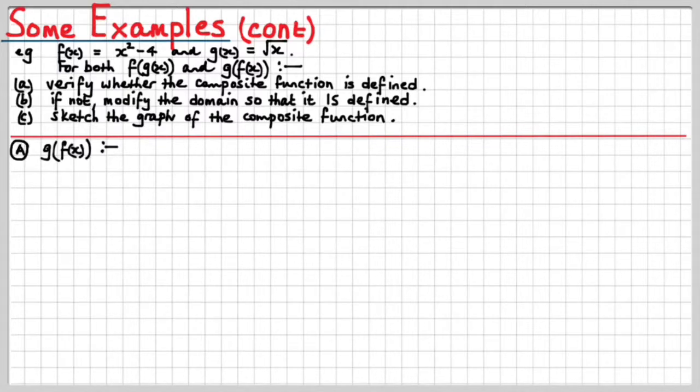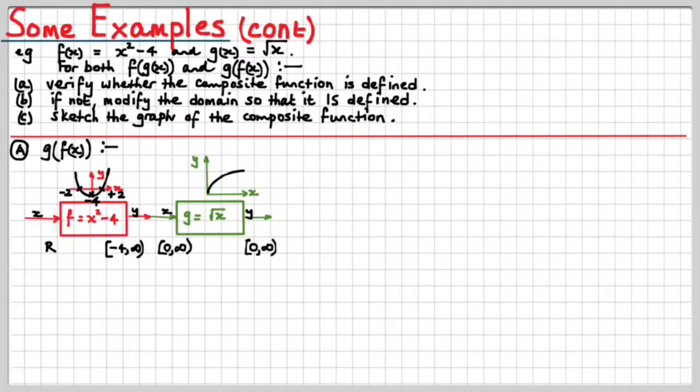Let's deal with g of f of x first, okay? So that's going to be the square root of x squared minus 4. But first of all, I'm getting ahead of myself. Let's do the old assembly line diagram. So here is stage 1, which is x squared minus 4, and let's have a look at that.